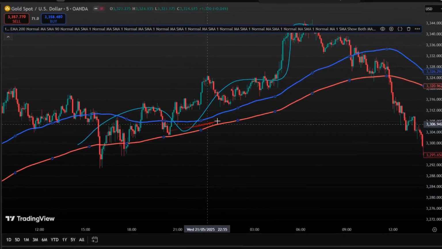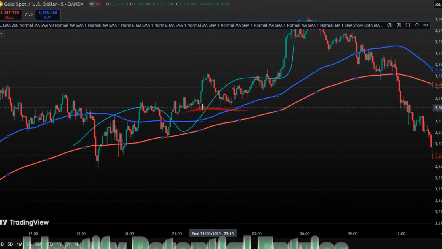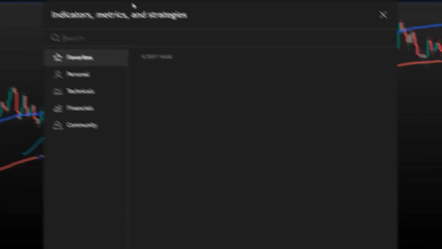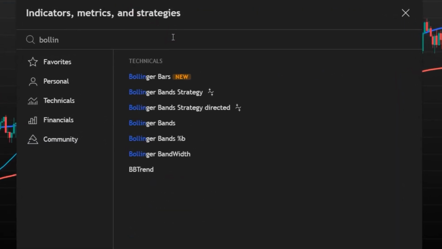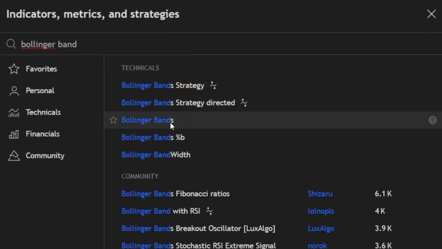Next, we're going to add our second tool. This one helps us identify potential entries. It's called the Bollinger Bands. So again, go to Indicators, search for Bollinger Bands, and add it to your chart. The great thing, you don't even have to touch the settings. The default values work perfectly for this strategy.